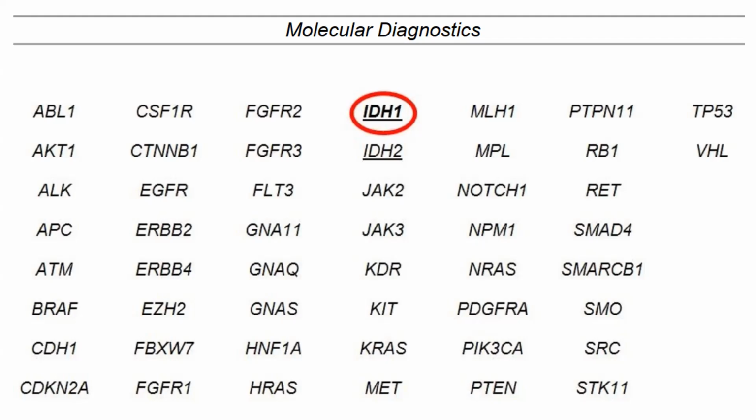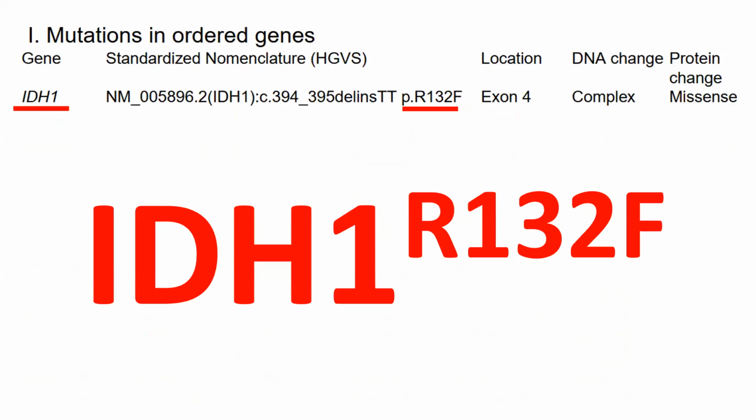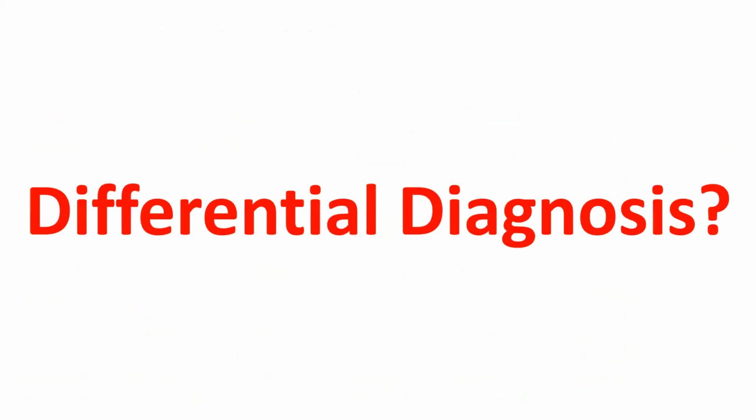Let's get granular with it. Here's the specific mutation. That is the section on our Oncomine report, just below the visual display, where the details are. And so here are the details. Now I'm going to ask the same question. What is your differential diagnosis now? Has it changed?